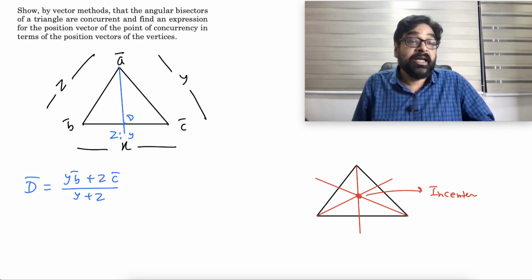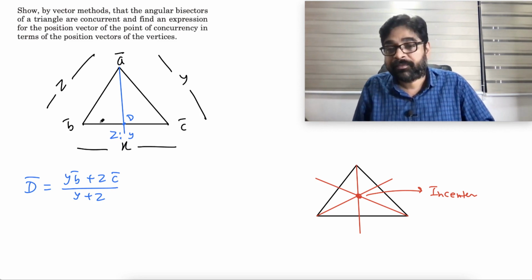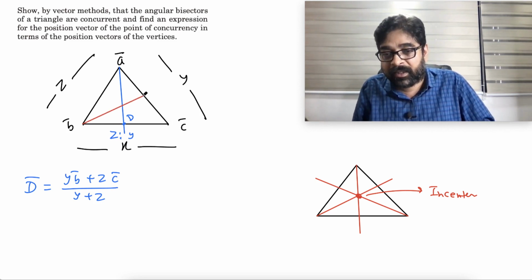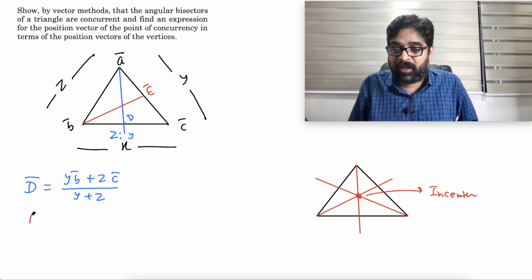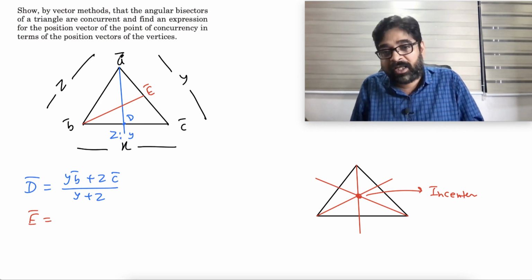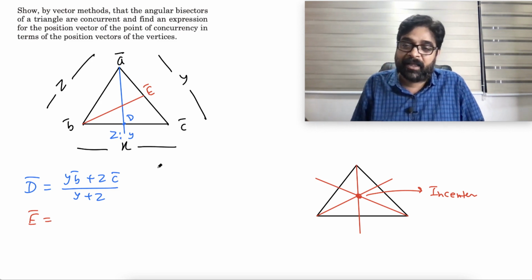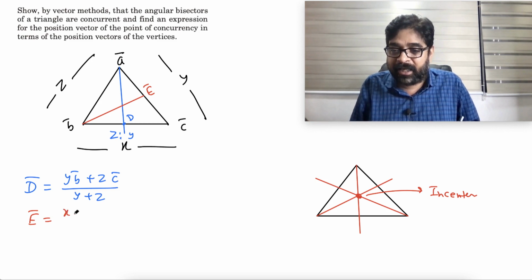Okay, let's get the E coordinate. Another angle bisector. This is E. Now directly I will write. So your E coordinate will be what? See, this side will be Z and this side will be X. So X will multiply this and Z will multiply this. So we'll say XA plus ZC divided by X plus Z.